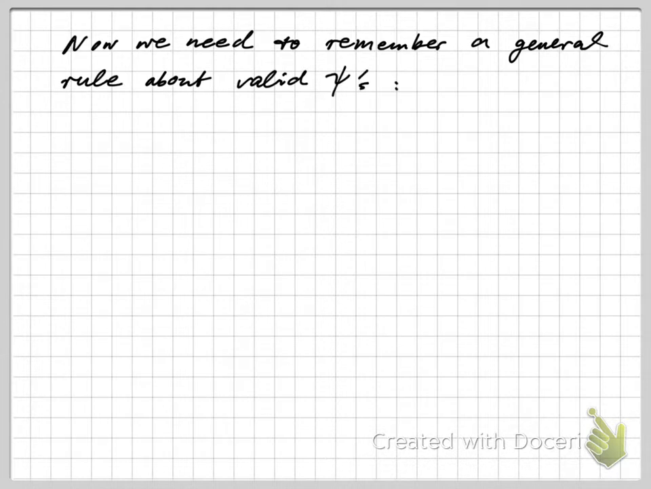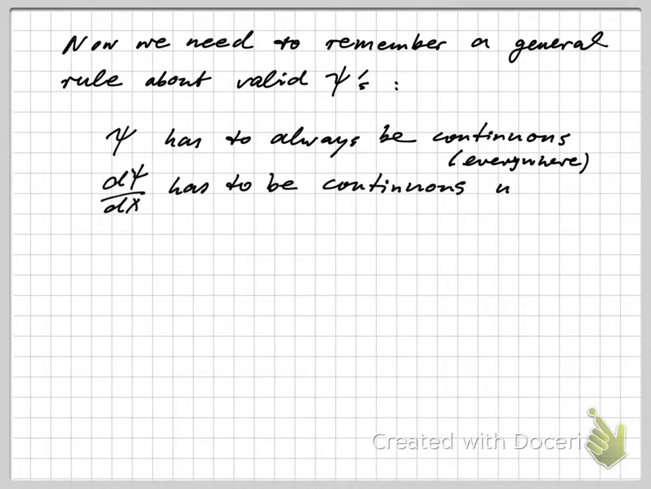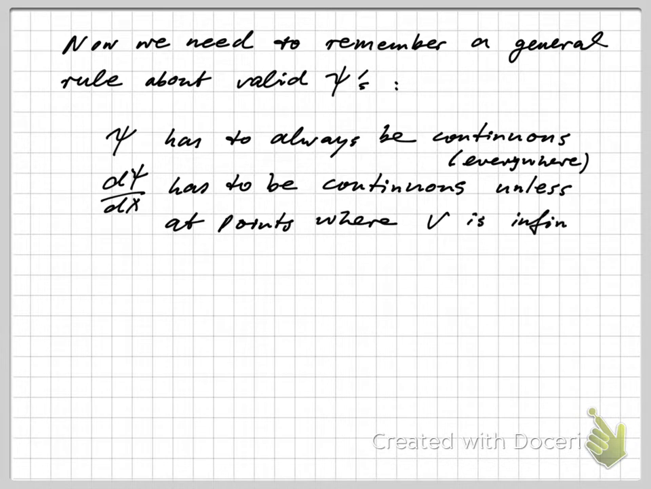So I just want to quickly remind you of some general rules about valid wave functions. First, the wave function itself has to be continuous everywhere, can't have any discontinuities. And then the first derivative has to also be continuous unless we are at a point where V is infinite. And we've seen this already in the infinite square well. The wave function clearly has a kink at the boundaries of that well, right? At x equals 0 and x equals a.